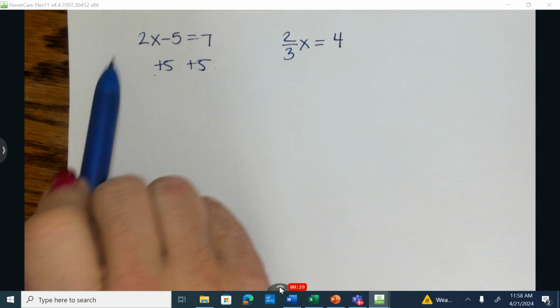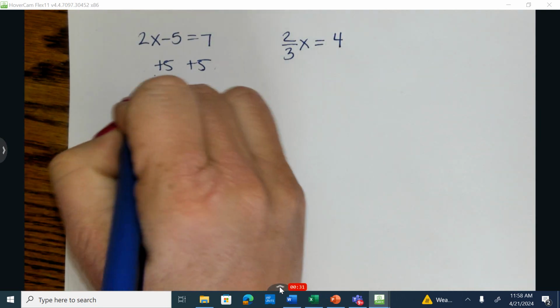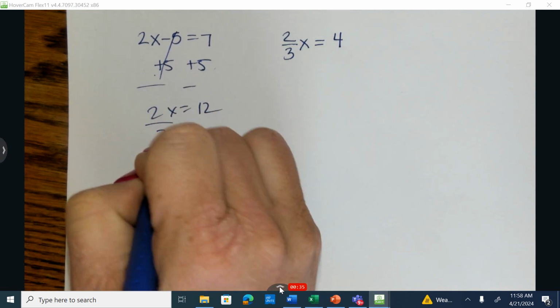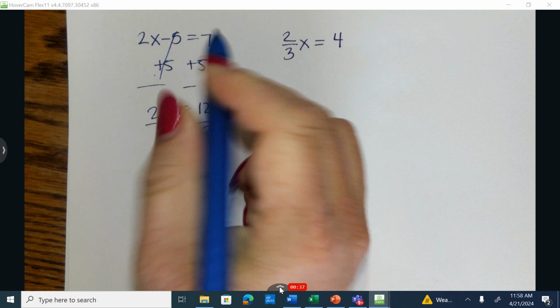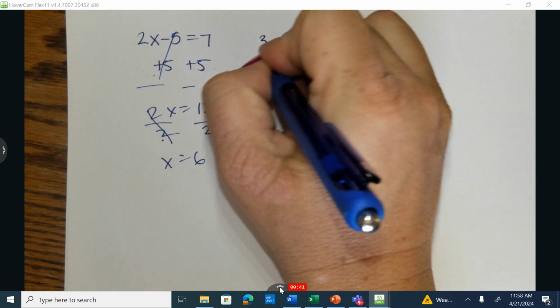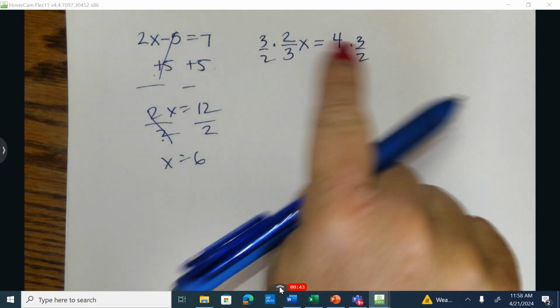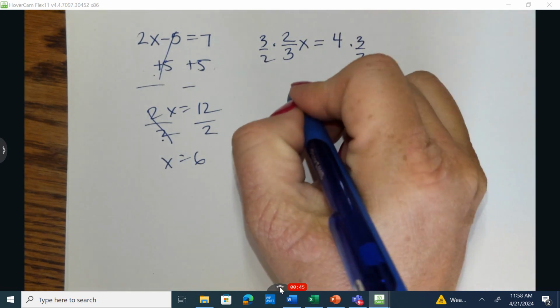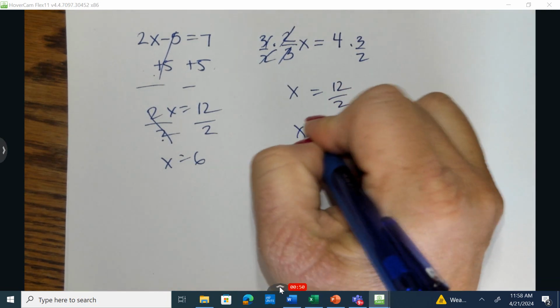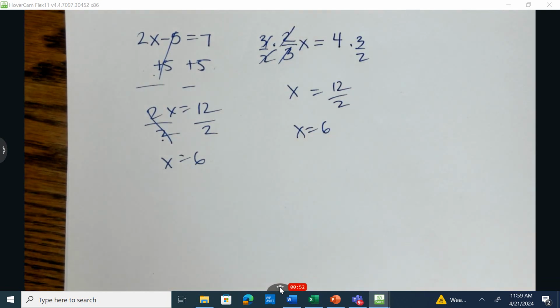The left side and the right side receive the same operation. And so in this case, we're going to then divide by 2. And as long as you do the exact same operation to both sides, again, we keep the equation balanced. Here, we're multiplying by the reciprocal. And as long as you do the same thing to both sides, we keep the equation balanced. And we have 12 over 2, or x equals 6 again. So that's going to lead into what we're going to talk about next.